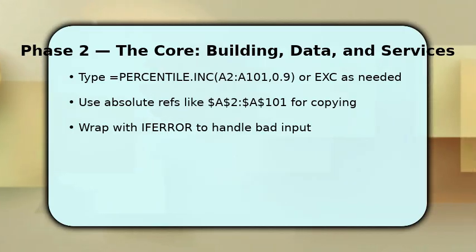If your k is a cell reference, use 0.9 in a cell and reference it so you can tweak percentiles quickly. Once entered, press Enter and check the result.